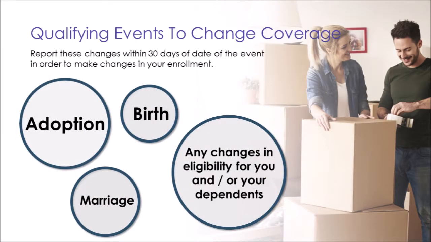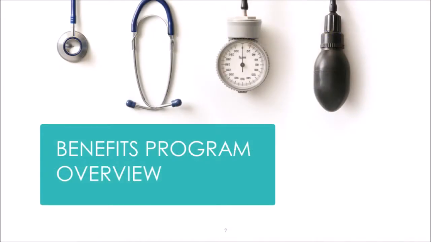Outside of open enrollment, you can only make a change if you experience a qualifying event, such as an adoption or birth of a child, marriage, or spouse's change in employment. If you do experience a qualified family status change, you need to request any changes to your elections within 30 days of the event. Let us dive into the benefits program.